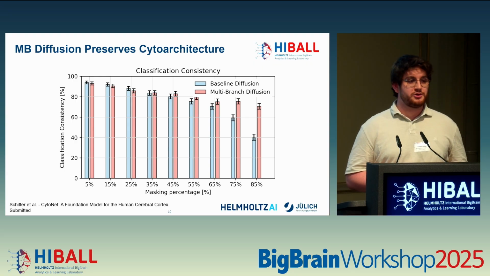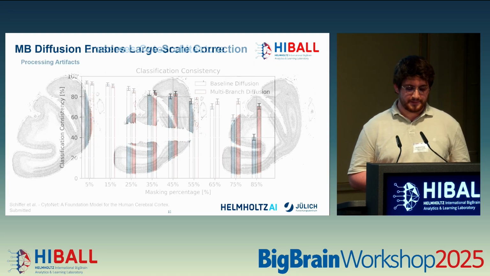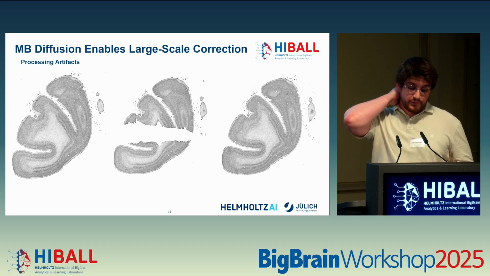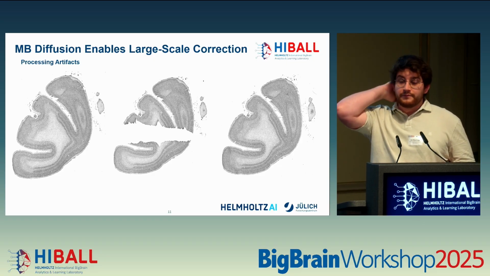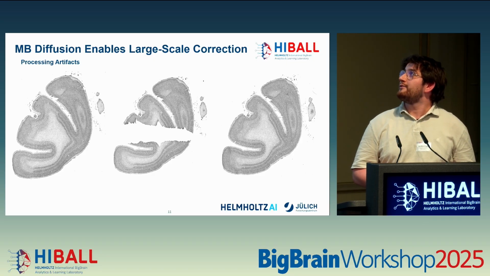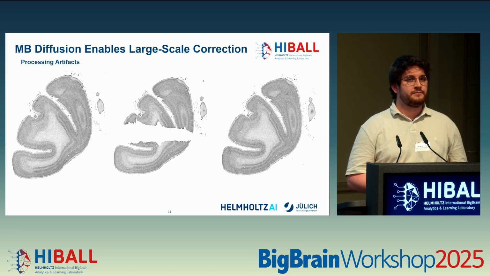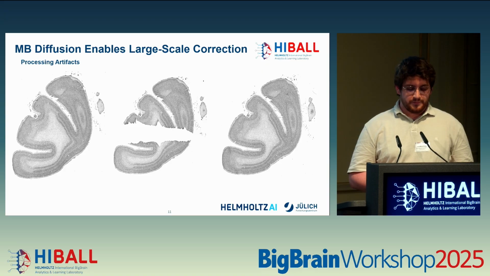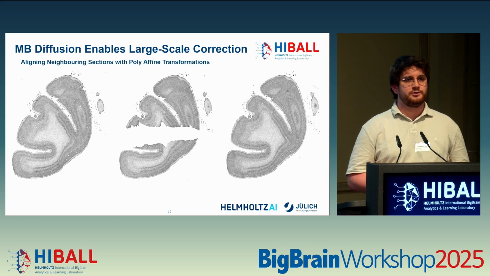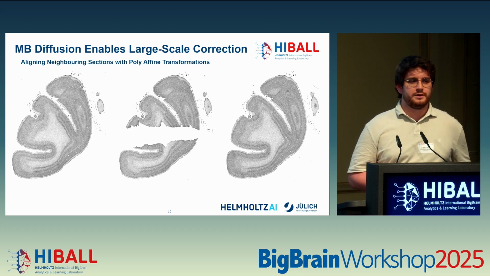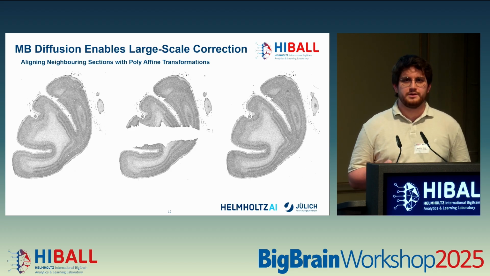Now that we've seen the evaluation part, let's have a look at some real-life example. Here I brought 3 consecutive sections with the one in the middle having a rather large rip, and we would like to fix that. In order to do that, first we align the 3 sections together. This uses LightGlue and some polyfit transformations, which have been developed in-house with Marcel and me.